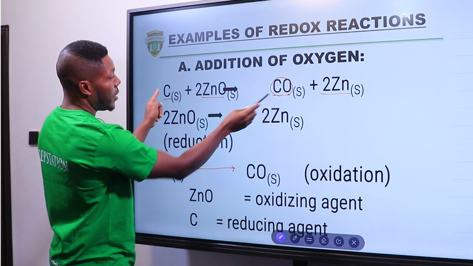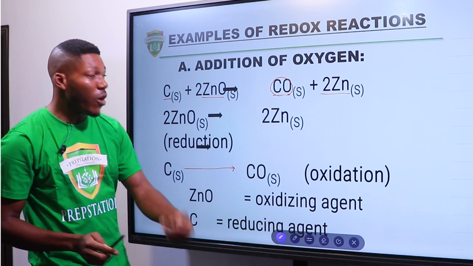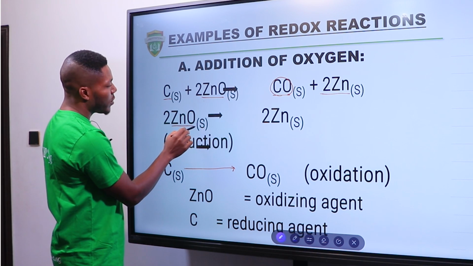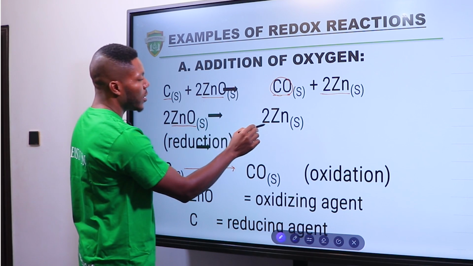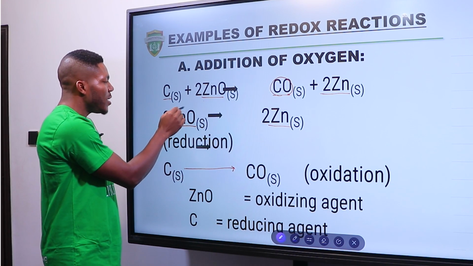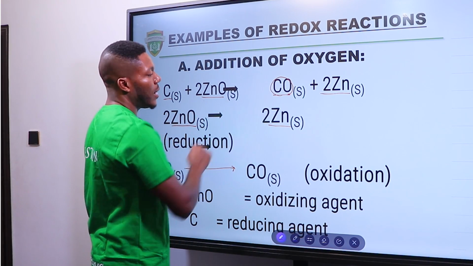Is that okay? Then what is the reduction process? It means removal of oxygen. That's why at this point zinc oxide becomes normal zinc. What happened here? At this point, oxygen is removed from the zinc oxide and gives us a normal metal.